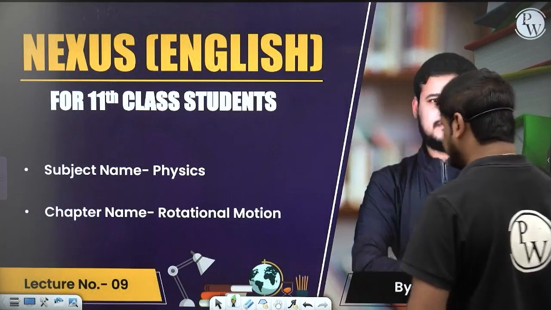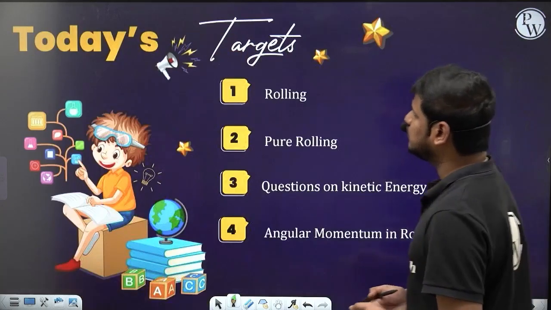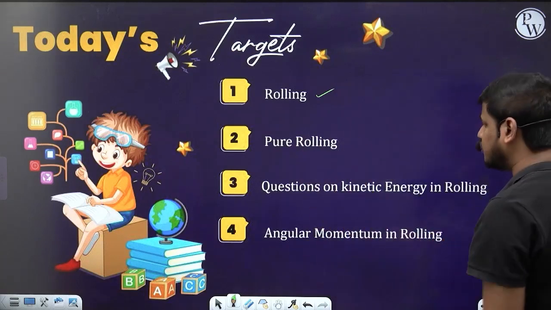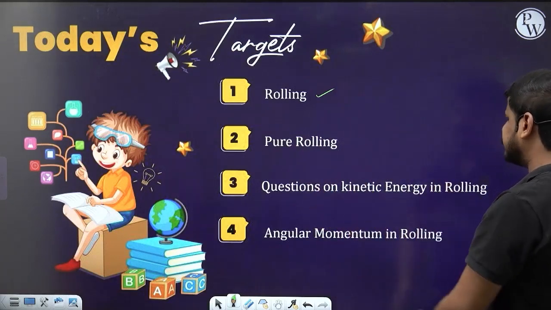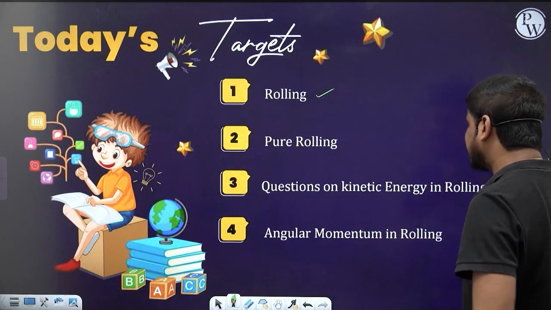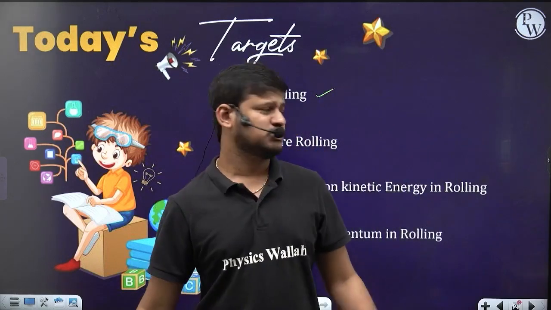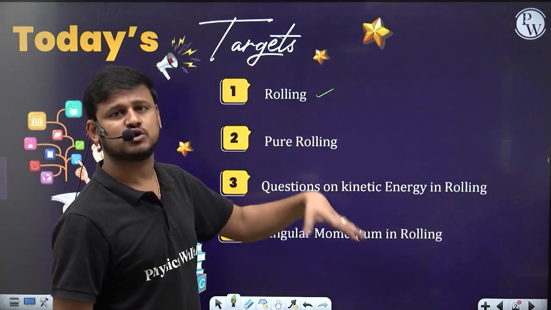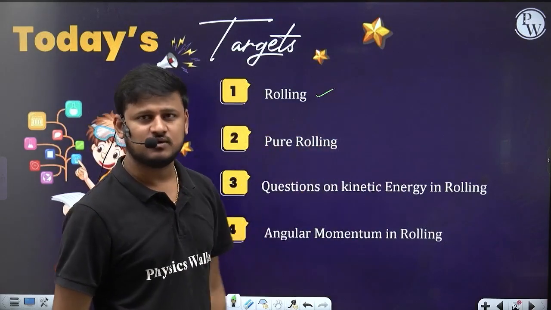Okay, clear? Chalo. Today our topics will be: first rolling, then what is pure rolling, questions on kinetic energy in rolling, and then the angular momentum in the rolling concept. Before that, I gave some homework questions in the previous session, so I'll solve them first, then I'll go for today's topic.